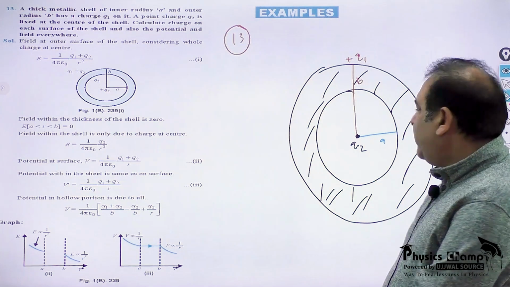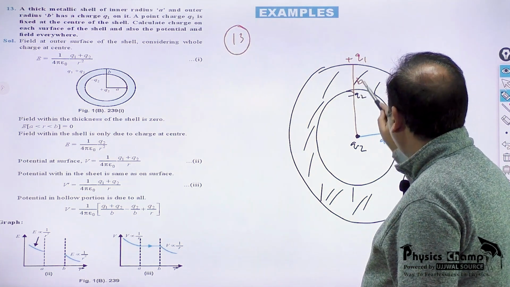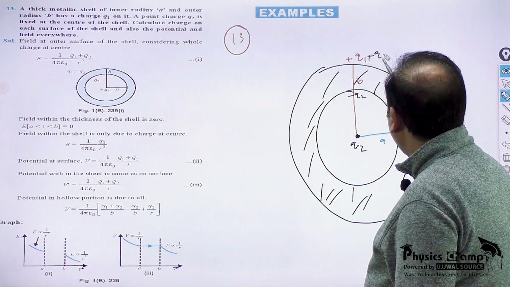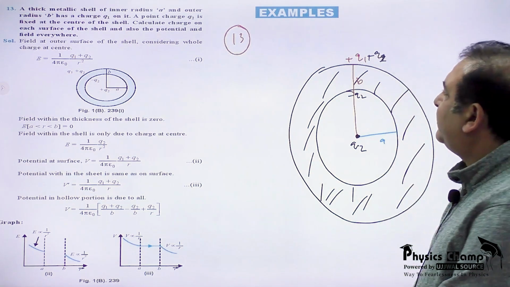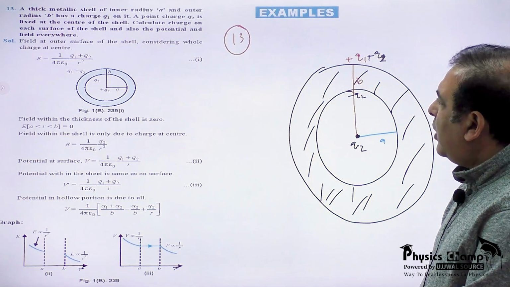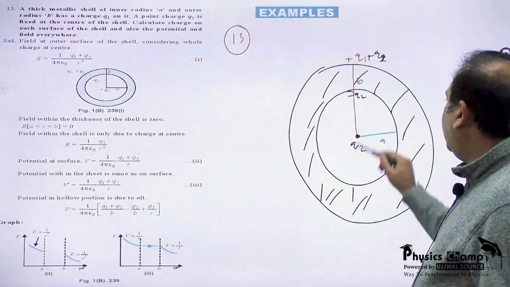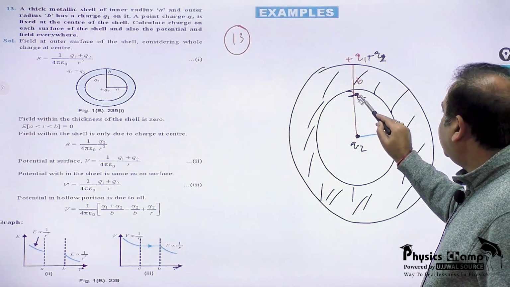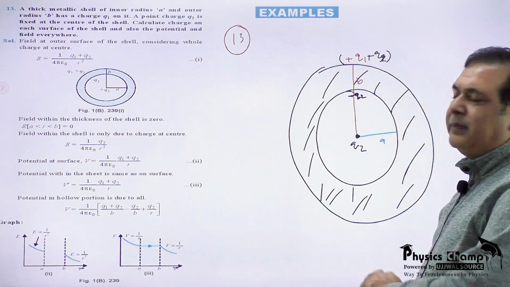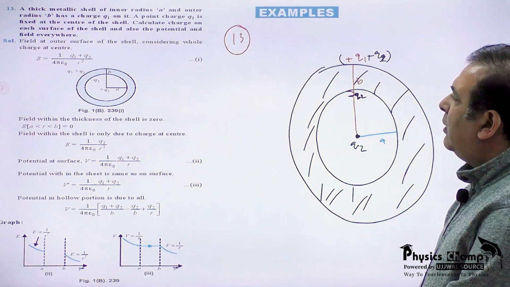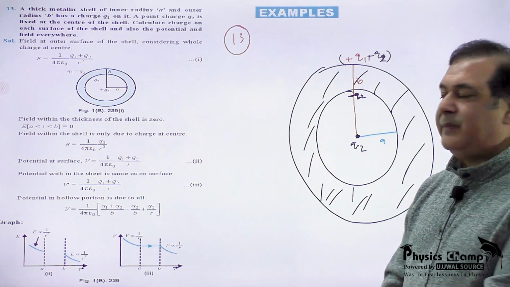So if I have a point charge Q2 at the center, then by induction it will be minus Q2, and by induction it will be Q1 plus Q2. That's how the charge will be there. Now I want the charge on each surface. On the inner surface there will be charge minus Q2. On the outer surface there will be charge Q1 plus Q2. Also find the electric field and potential everywhere.